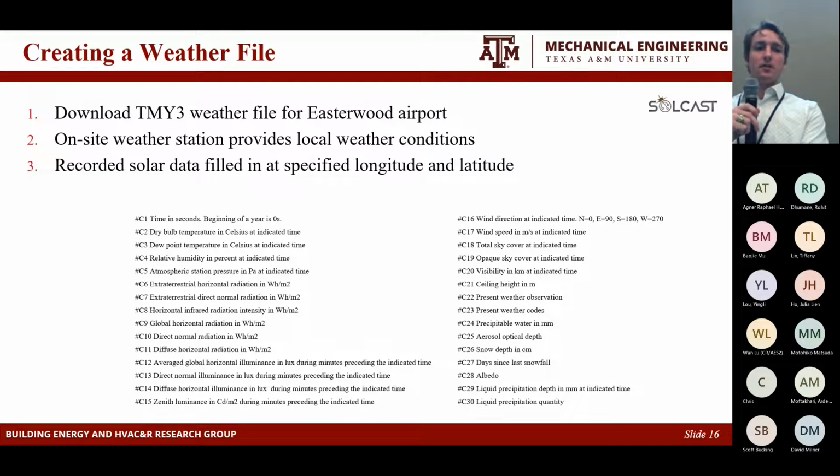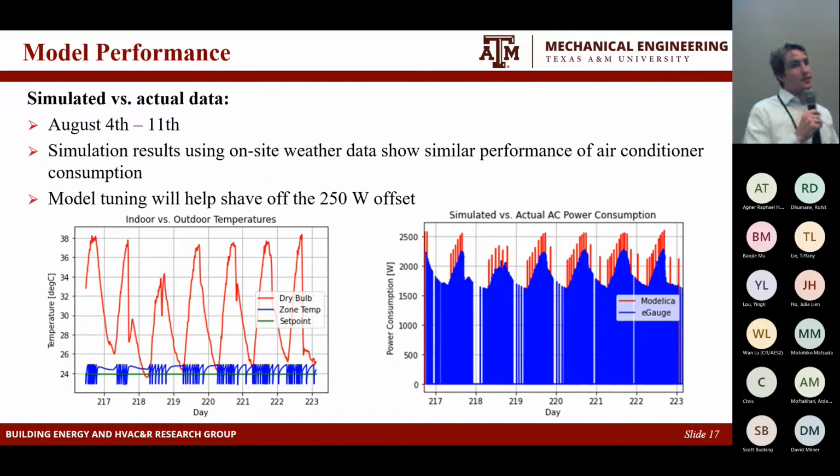Once we constructed our weather file to be input into Modelica to resemble the local weather at these lab homes, we did a comparison of the simulation versus the actual measured data. We're doing circuit breaker metering, so we can see the power consumption at every end use inside the house as well. The time frame is August 4th to 11th, which is the period of time that we have collected power consumption data, and like I said, we used the online resource Solcast to get our solar data.